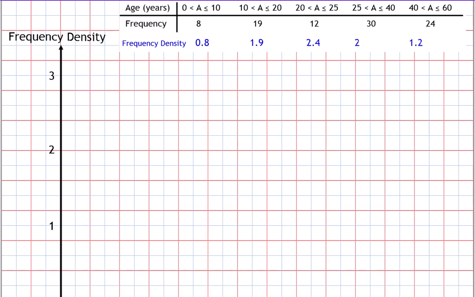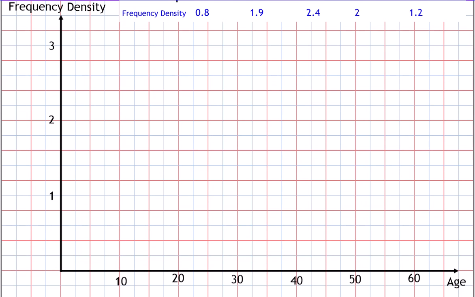Okay, so what you'll need now is a set of axes. So along the bottom we need to go from 0 to 60, equally spaced, okay, as wide as you can get away with on your page. Maybe put a 10 every 4 or 5 squares maybe. And then we're going to go up to 3.